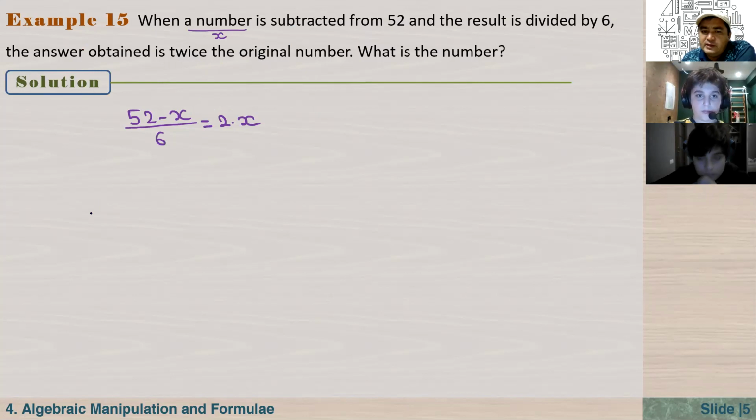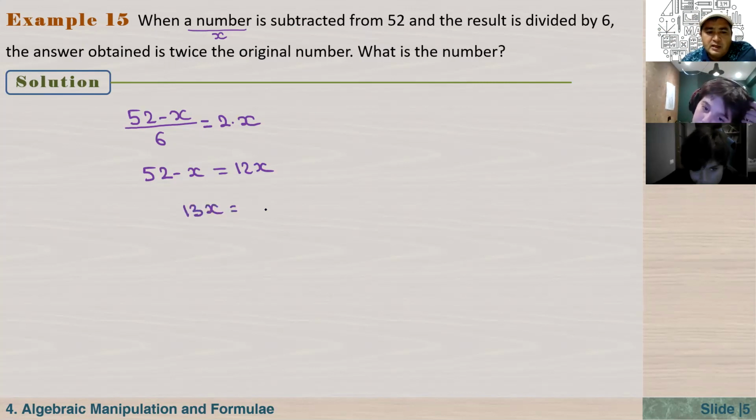So actually, translating this problem into an algebraic equation, that is the most challenging part. And once you get the equation, the rest is easy. We just need to solve the equation, because solving the equation, we just follow the fixed rules, right? Multiply, add, and so on. So here, if you multiply both sides by 6, now we get here 52 minus x. 6 times 2 is 12x. Take negative x to the right-hand side. So here we have 13x, and here we have 52. So what is x? x is 52 divided by 13. That unknown number is x.